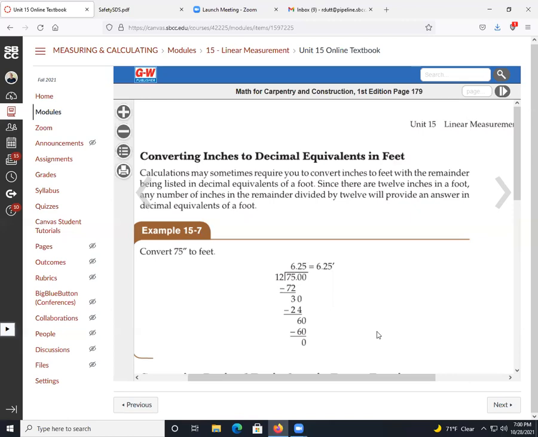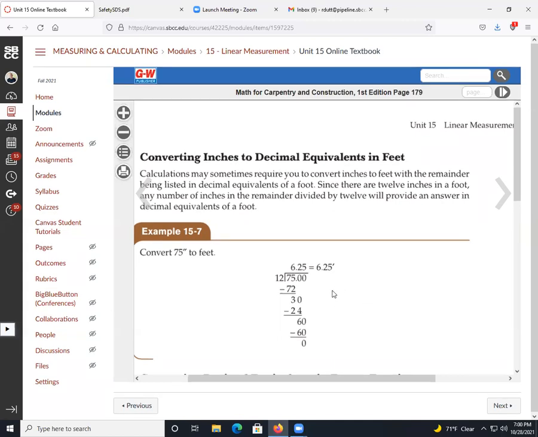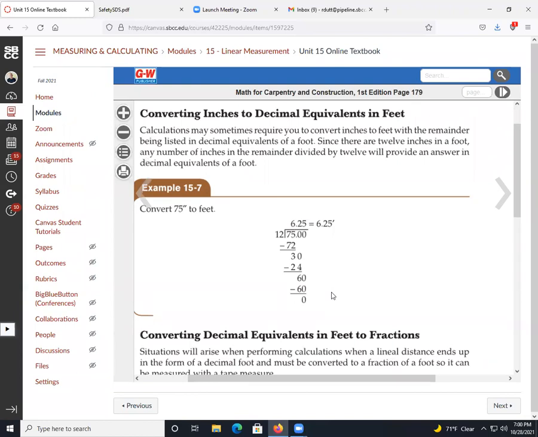Boom, just like that. 12 into any number of inches is going to give you the feet, and the remainder is going to be in inches, or it'll be a decimal equivalent of a foot, if that's what you want. So really, rather than give somebody the number of 6.25 feet, if you're in construction, you're probably going to want to convert that to a fraction, because somebody's going to have to convert that.